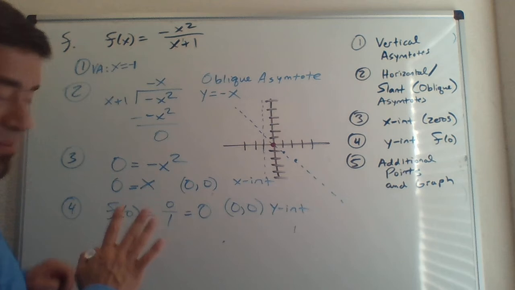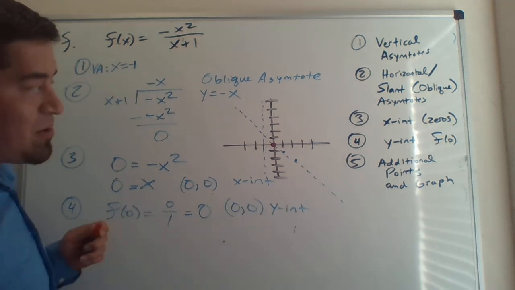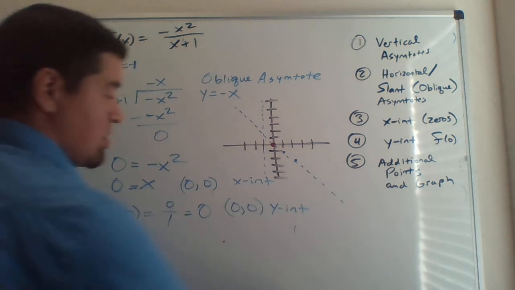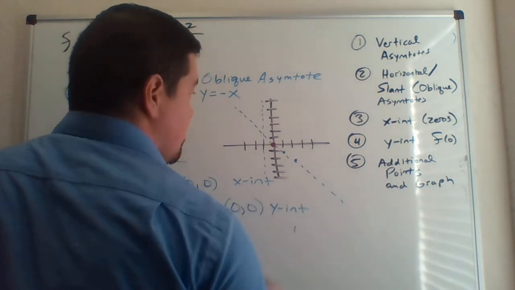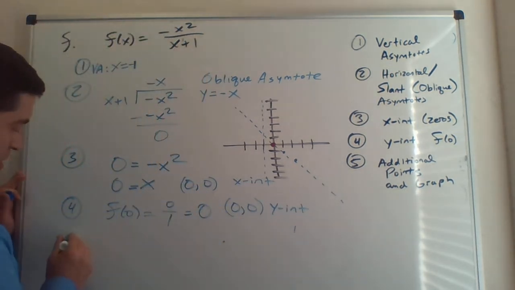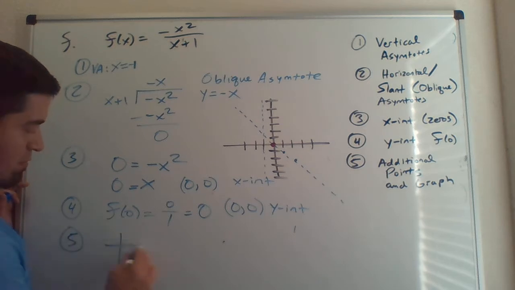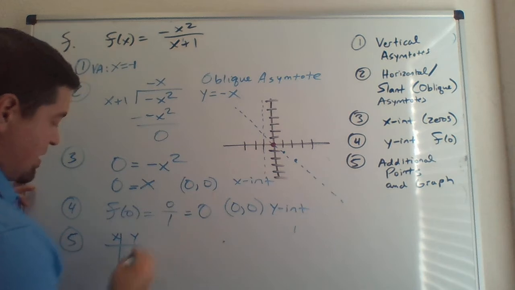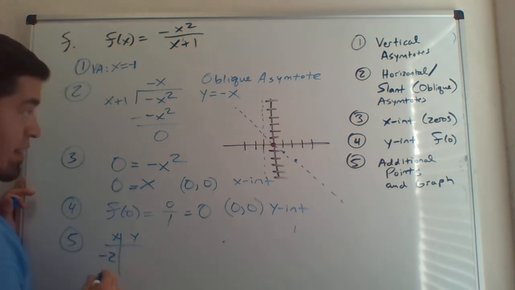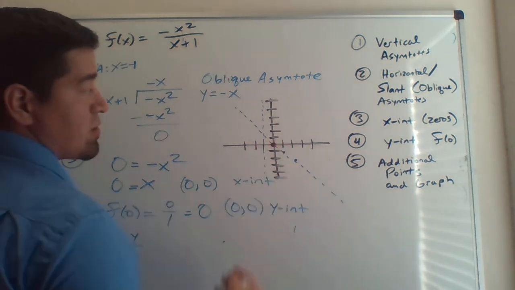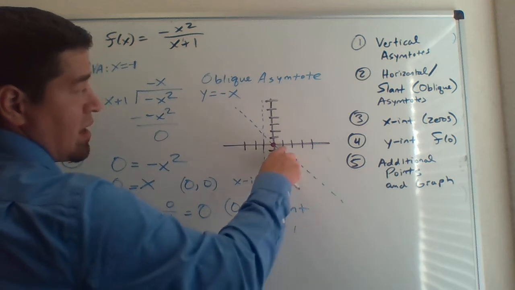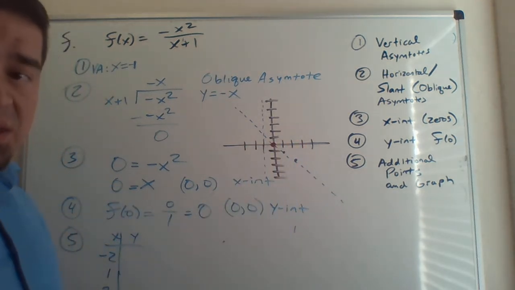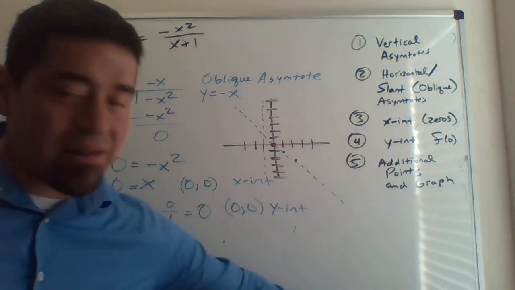Now, at this point I realize I don't have enough to determine a shape. So we will continue and find additional points. Some good additional points to find would be maybe some points before the vertical asymptote, like -2, and a point after the vertical asymptote, like maybe 1 and 2. Okay, so we're going to go ahead and plug those into the calculator, and then it'll give us some values.